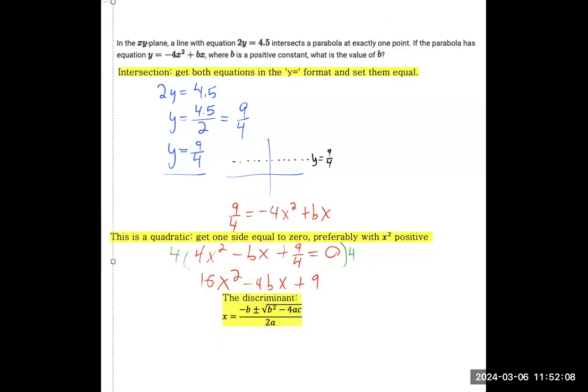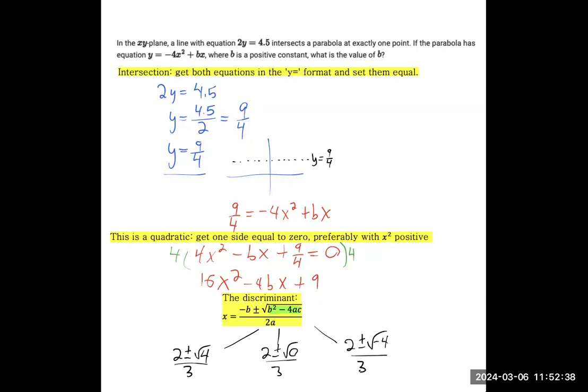Now, here's the quadratic formula. You should have it memorized if you don't already. And the discriminant is this part right here of the quadratic formula. And I'm going to just make up numbers that have nothing to do with this question so you can see what happens with the discriminant. Let's say we had 2 plus or minus root 4 over 3 after we solved out the quadratic equation a little bit. 2 plus or minus root 0 over 3 and 2 plus or minus root negative 4 over 3. So what are we doing? We're creating different values for the discriminant, positive, 0, and negative.